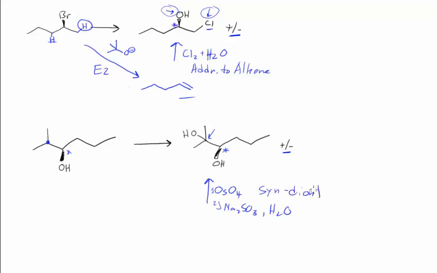In this case, it doesn't matter if it's syn or anti because we can't observe that because we only form one stereocenter. So we don't know how this OH came to be. If we added syn or anti, we cannot make that observation. So you could choose the anti-diol addition, which is MCPBA, then opened by acid in the second step. But I'm going to keep us with osmium tetroxide here.